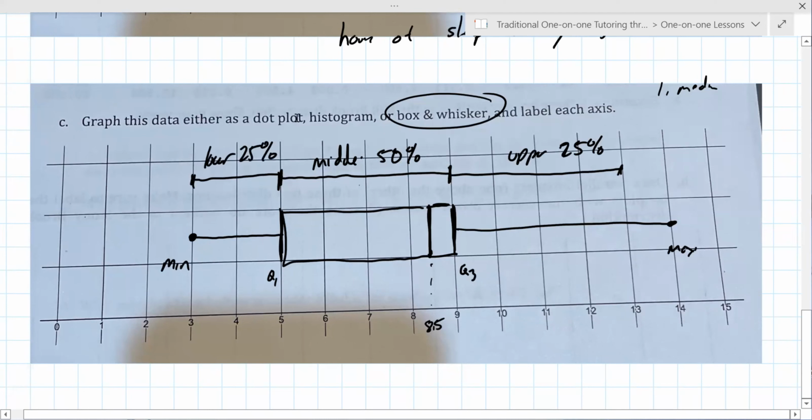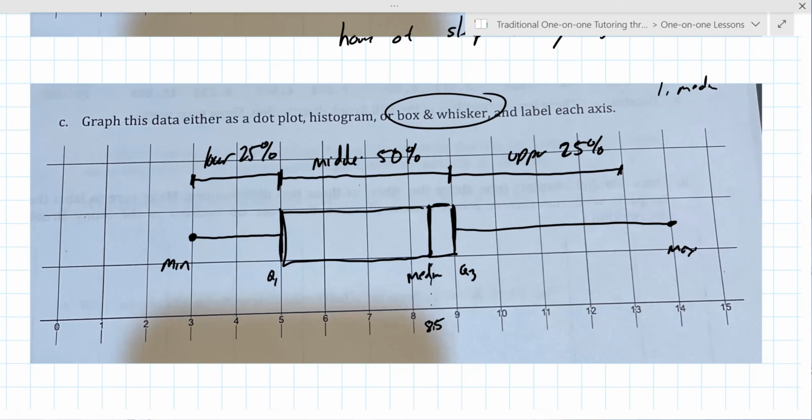What they sometimes do on tests and quizzes is they give you the graph and then they ask you questions like, what 2 numbers represent the lower 25%? And you have to be able to say, oh, it's the min to Q1, it's 3 to 5. Or which numbers are representing the middle 50%? Oh, that's 5 to 9. Or they might just straight up ask you, what's the median? It's right there in the middle. Or what's the max? Max is 14.